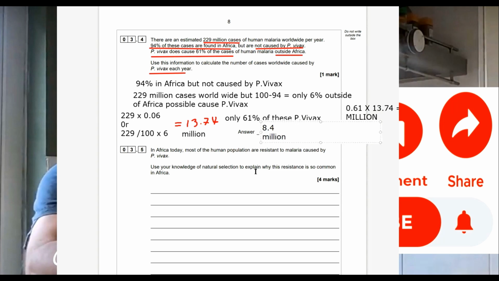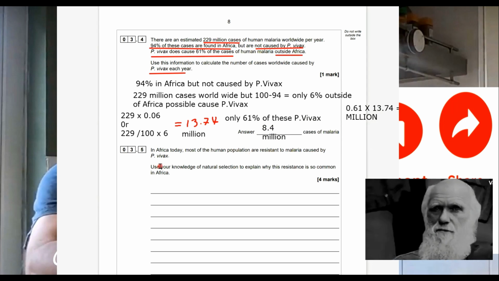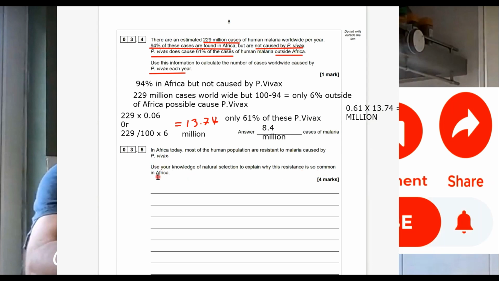We're nearly through. We've got a 4-mark question now on natural selection. So, 3.5. In Africa today, most of the human population are resistant to malaria caused by the P. vivax. Use your knowledge of natural selection to explain why this resistance is so common in Africa.